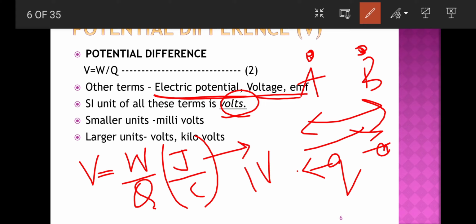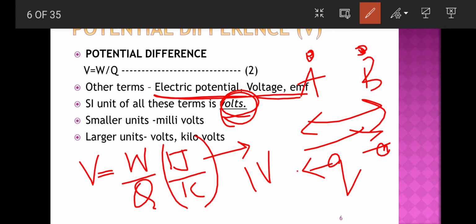Okay, so what is this 1 volt? Suppose 1 joule of work is done in moving 1 coulomb of charge from one point to another, then we say that a potential difference of 1 volt is applied. Actually, the unit is named after the scientist.